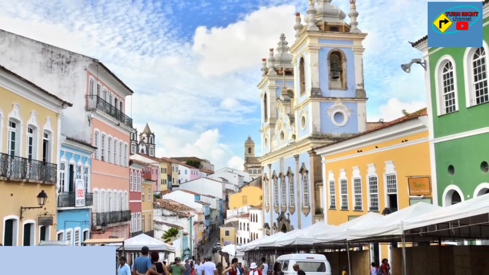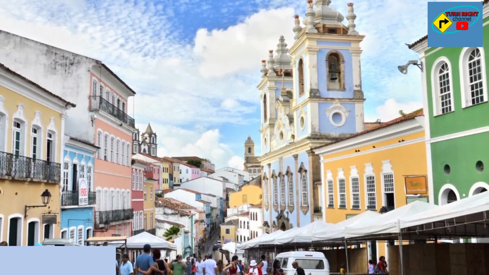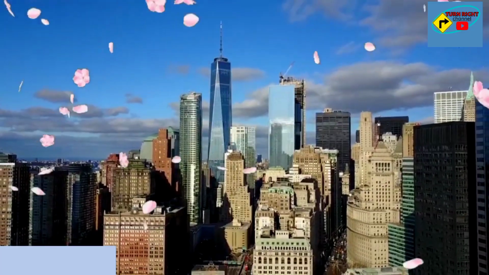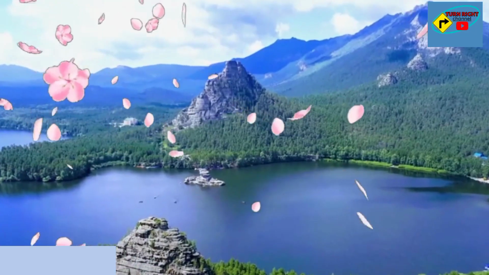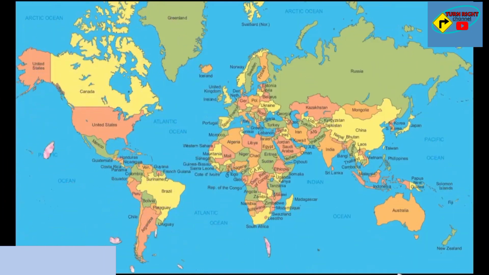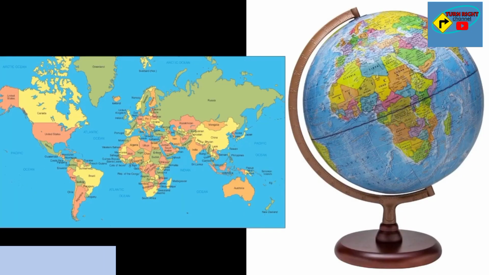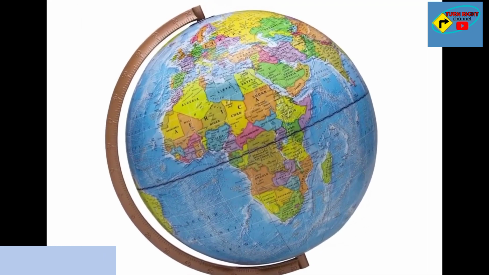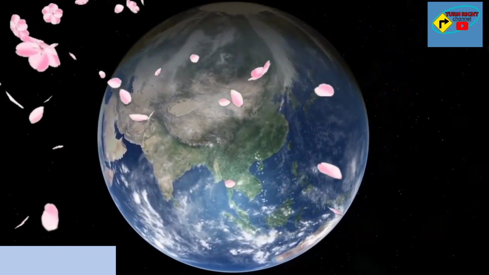Talking about the countries in the world, there are so many. Very large countries in this world, each country has a different area size. If we pay attention to the world map or a globe, then we will see different land colors. Well, the different colors have their own meaning.